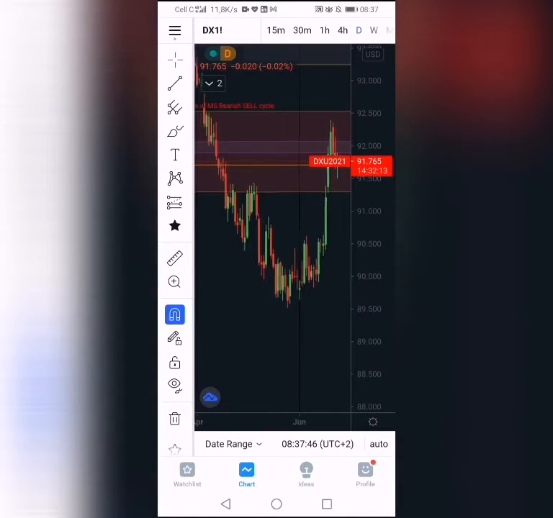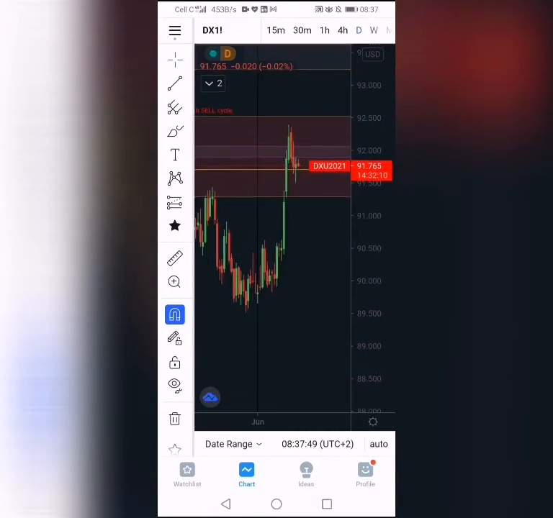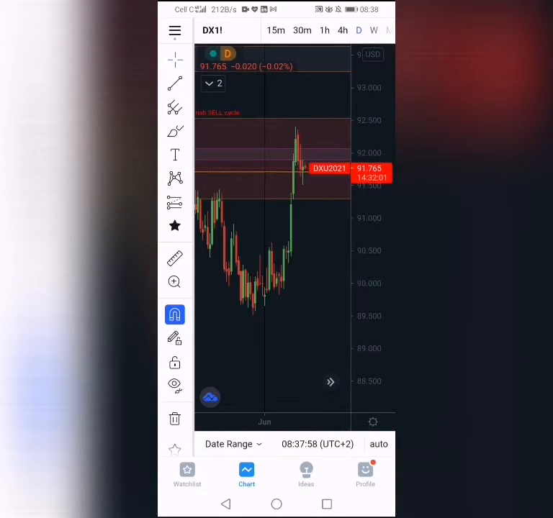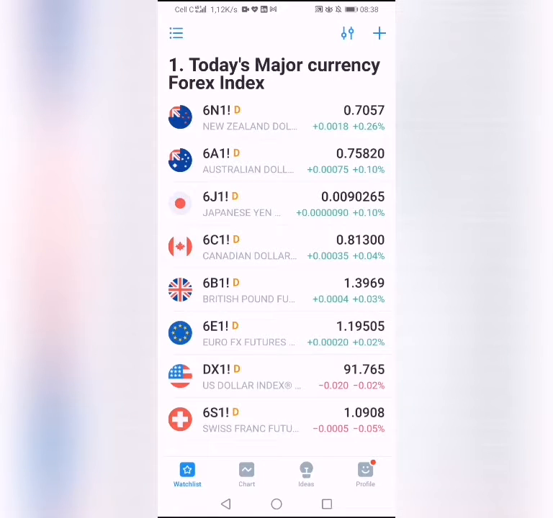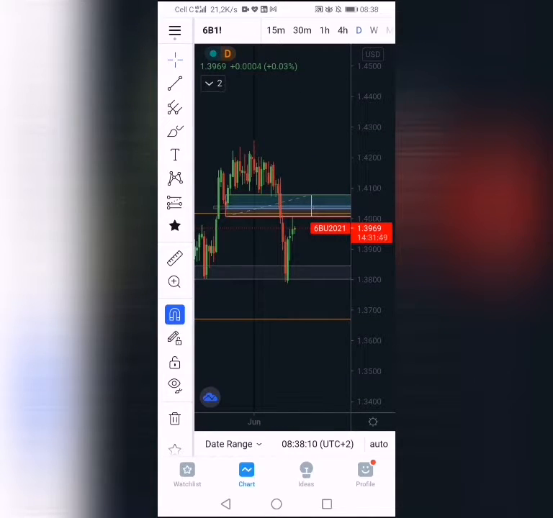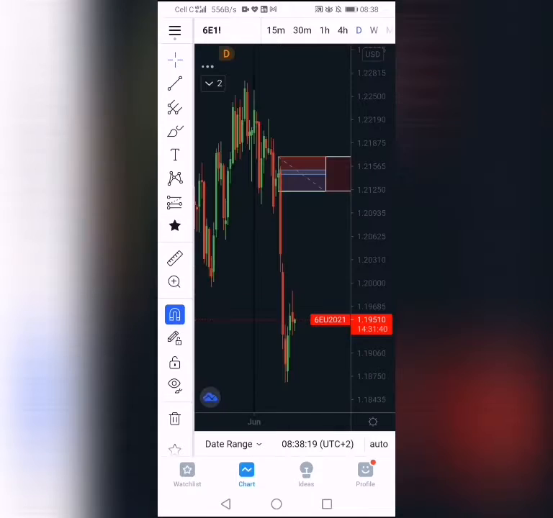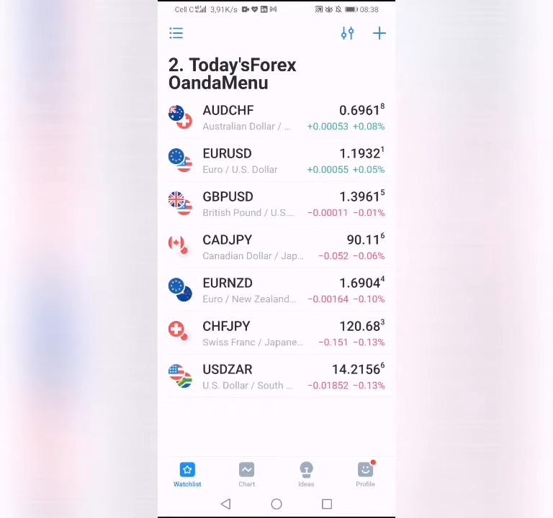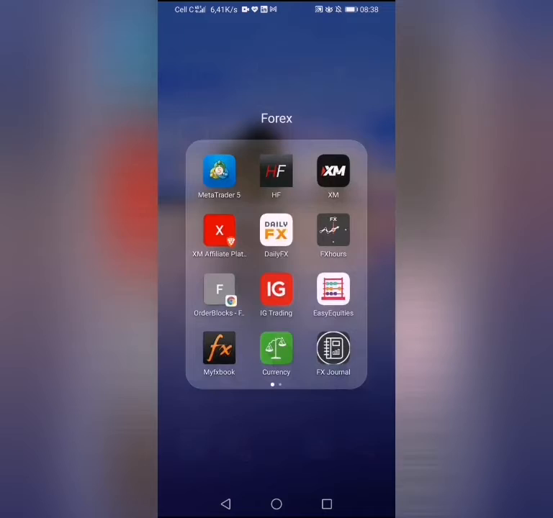Here I look at the daily, and I can see it's actually going down. You can see for the last 3 days it has been on a downtrend, and my quick analysis says it's going down. That means the euro and the GBP should be going up. Let's have a quick look at those. You can see the GBP, the British pound, is going up. It has been green for the last 3 days, and the euro should be more or less the same.